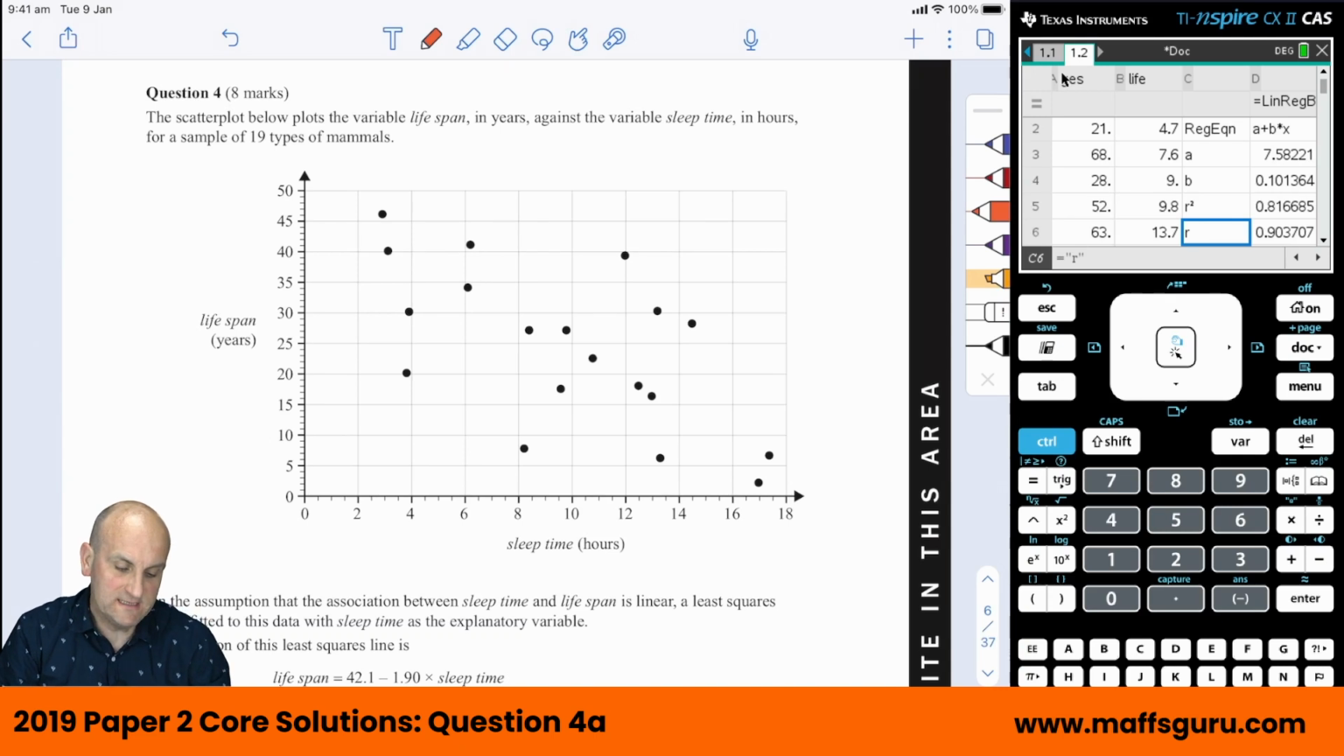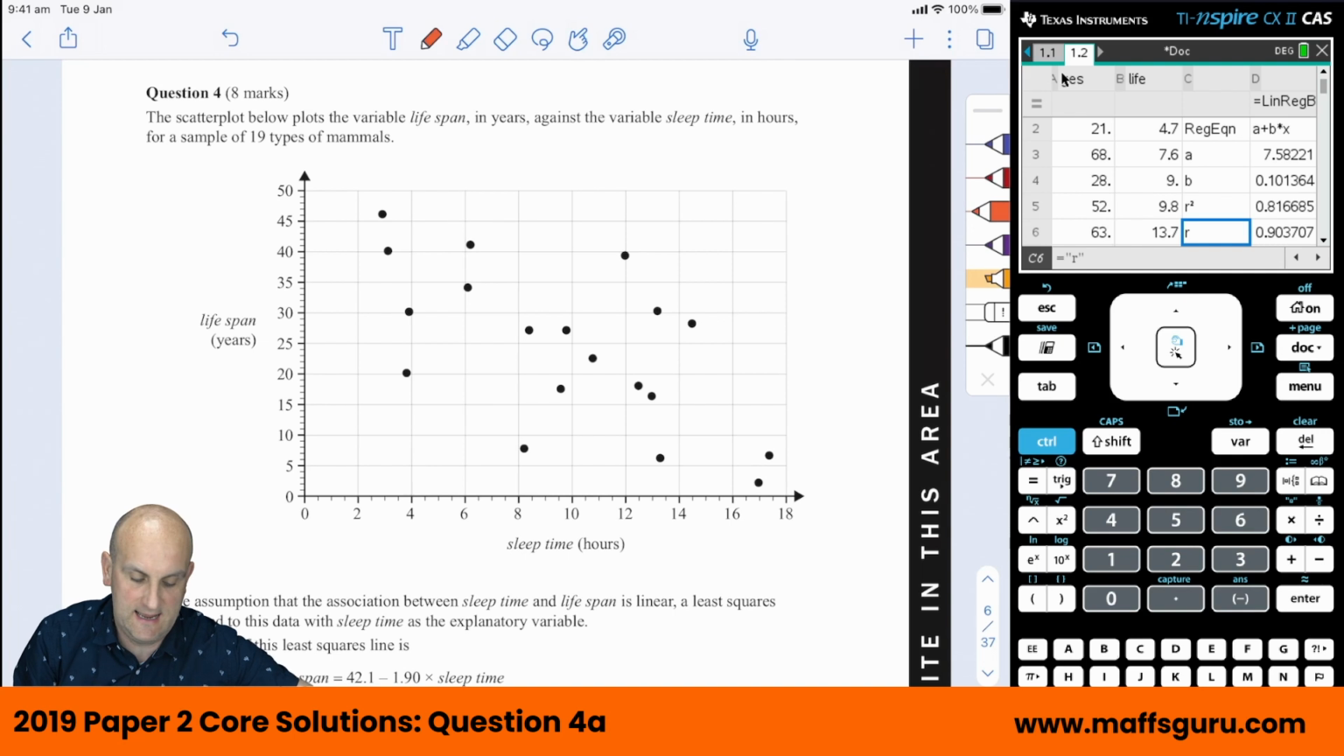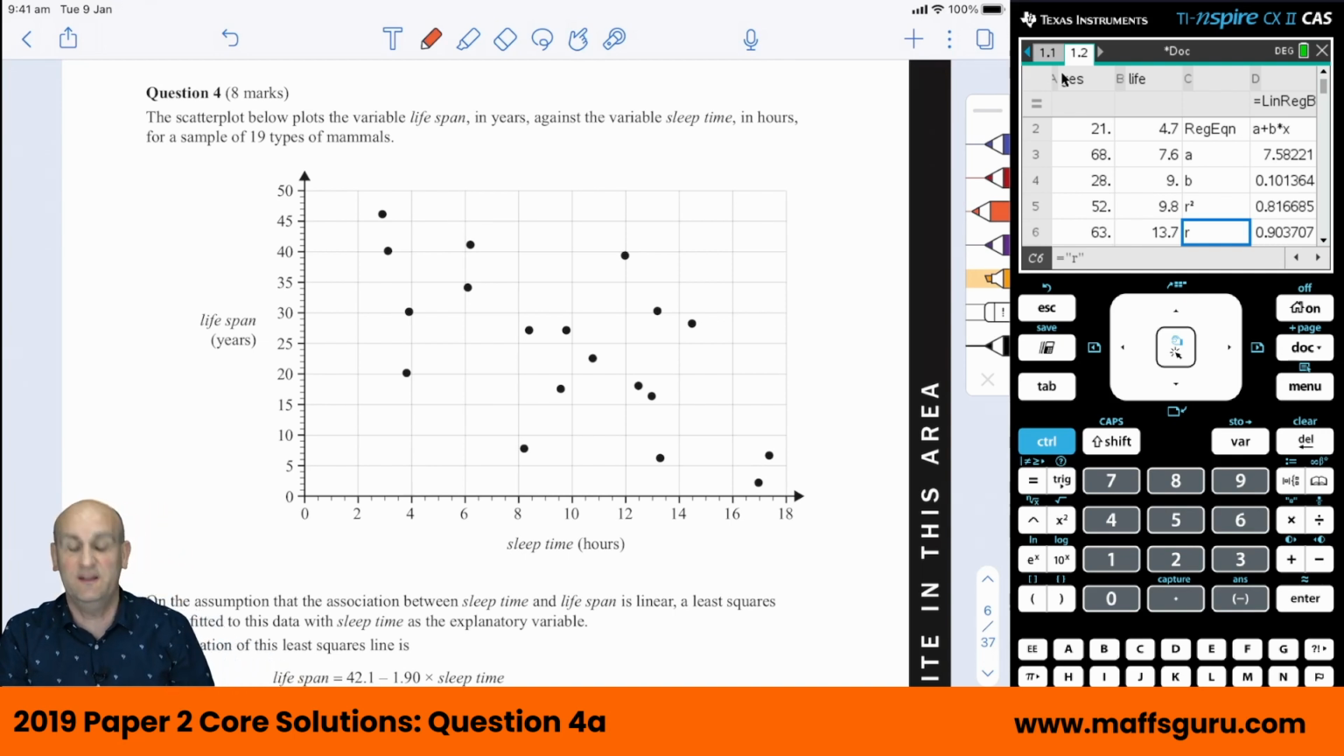All right, question 4. The scatter plot below plots the variable lifespan in years against the variable sleep time in hours for a sample of 19 mammals. On the assumption the association between sleep time and lifespan is linear, a least squares line is fitted to this data with sleep time as the explanatory variable. The equation of the least squares line is that, the coefficient of determination that.